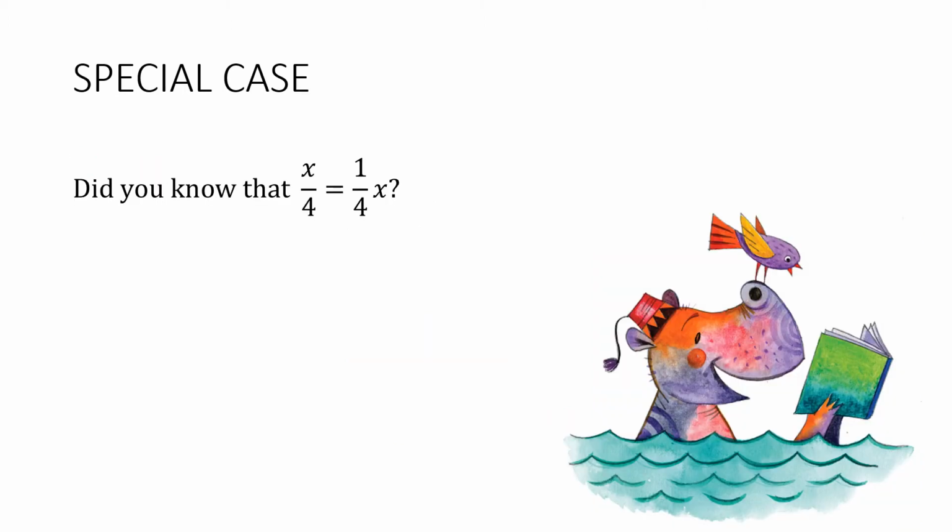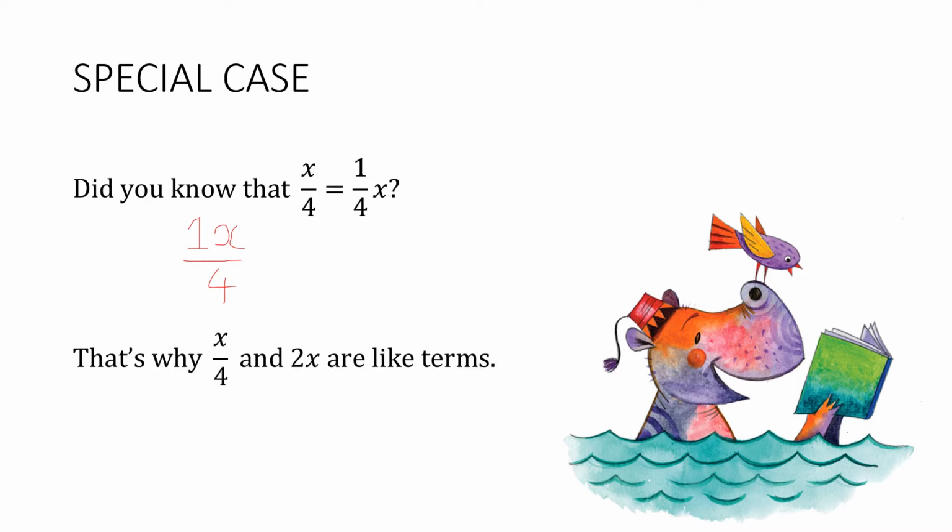Now just before we move on, I want to look at a special case. Did you know that x over 4 is exactly the same as a quarter x? That's because x over 4 is the same as 1x over 4. Can you see that quarter here? So quarter times x. And that's why x on 4 and 2x are like terms.